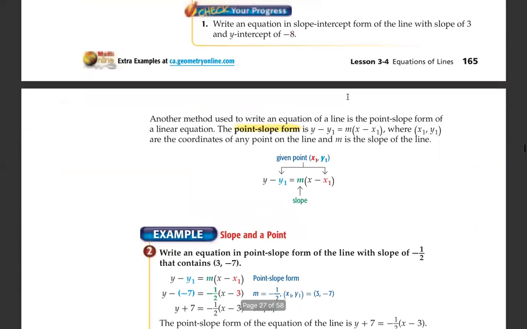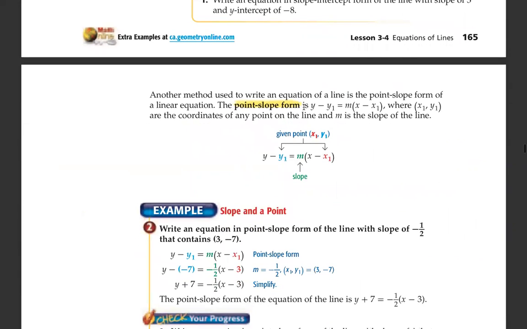But if you are asked to write it in point-slope form, then this is what a point-slope form equation looks like.